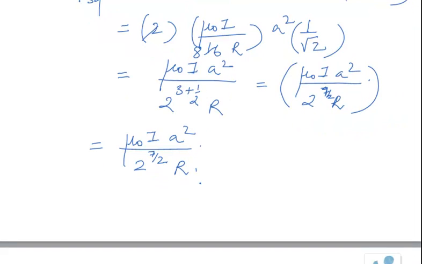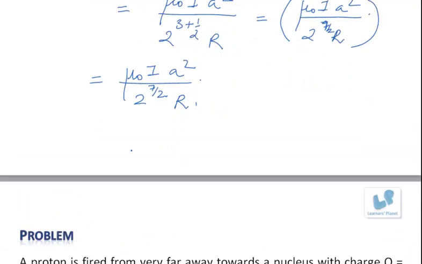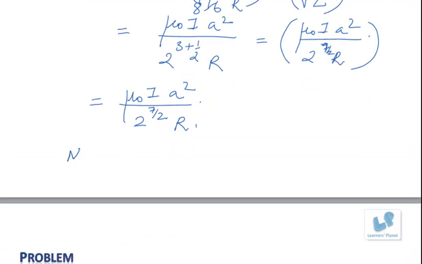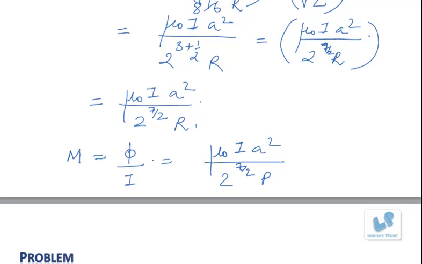Okay, so if we find the mutual inductance, which is given by linked flux divided by current I, we will get the value of mutual inductance as mu naught A square upon 2 to the power 7 by 2 times R. So the value of P is 7. This is the correct answer.